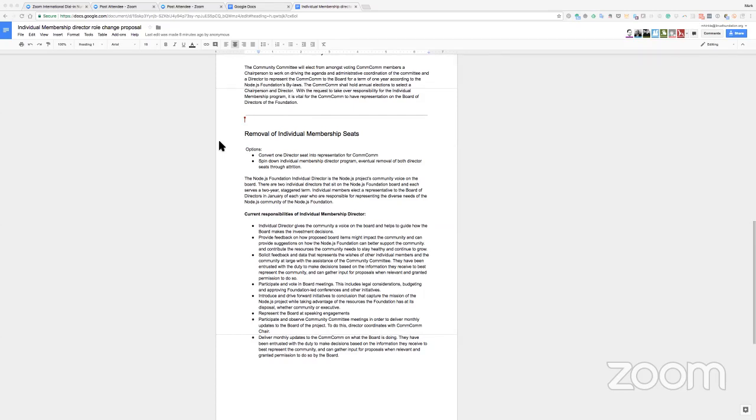Yeah, I guess the thing that I don't understand, the point that I'm not connecting is how are the goals of this group different than the goals of the ComCom? What's the additional difference here? I'm sorry, I'm not understanding that.